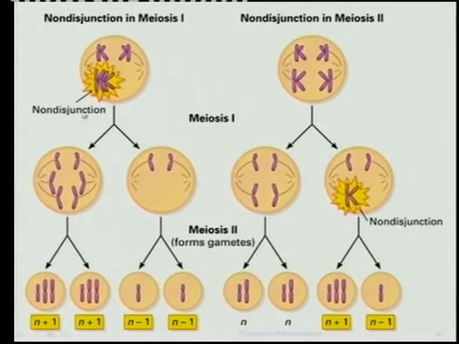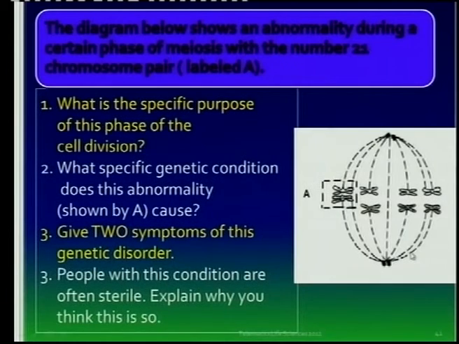Now, if we just quickly look at the next slide, we can see exactly during meiosis 1, the first meiotic division, it's where the homologs, the homologous pairs, don't separate. The non-disjunction happens here. But in meiosis 2, it's where the sister chromatids don't separate. So the non-disjunction happens there.